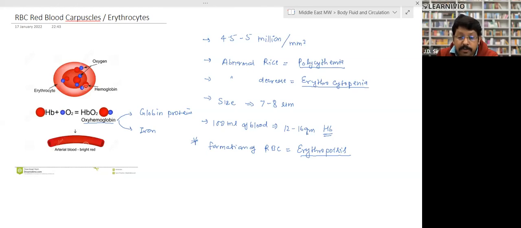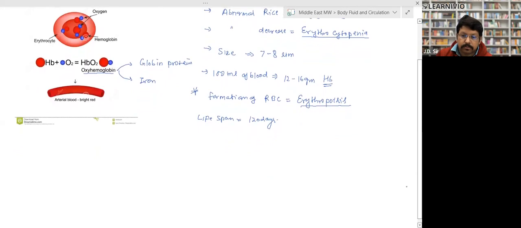The lifespan of RBC is 120 days. Next, deficiency of RBC leads to anemia. So after 120 days, RBC die. In a nutshell, every day approximately 80 lakh RBC die in our body.